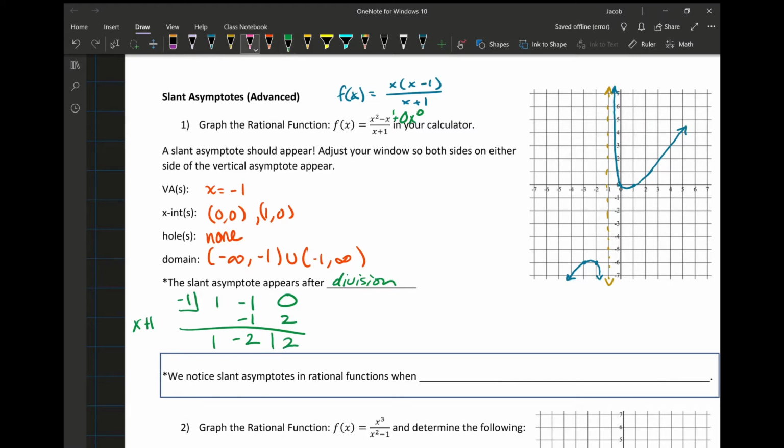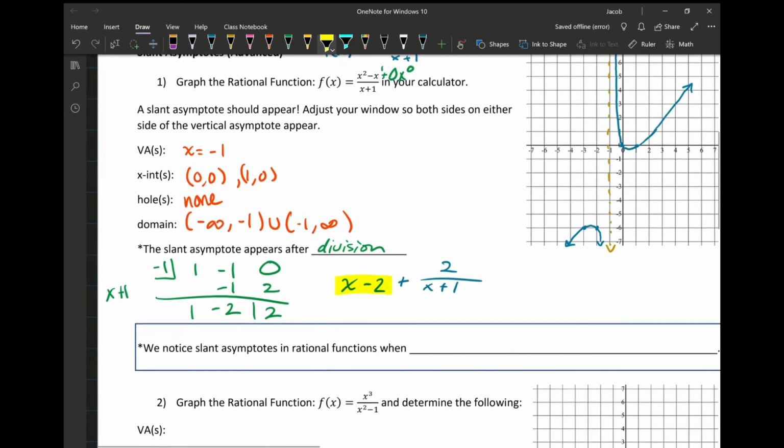So the resulting division, the quotient, the resulting answer to the division problem is x minus 2 plus 2 divided by x plus 1. Now, what we've actually found is this x minus 2 without the remainder is the slant asymptote. So you can mark that as your slant asymptote.